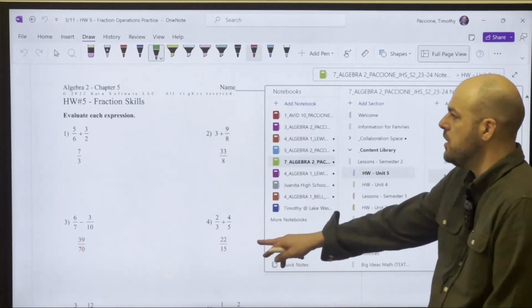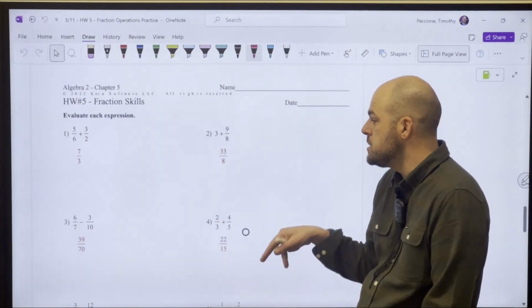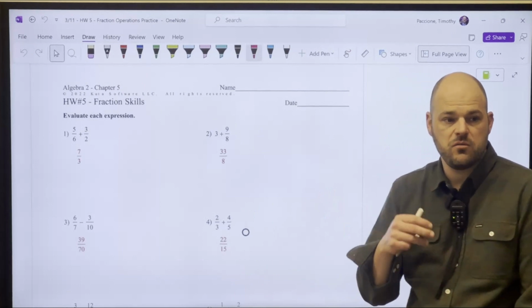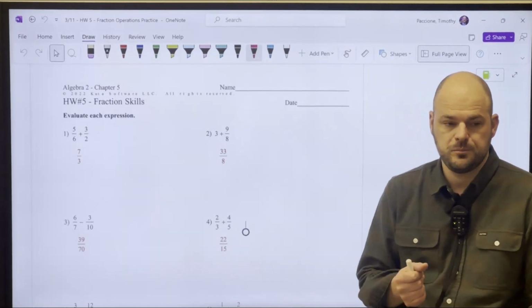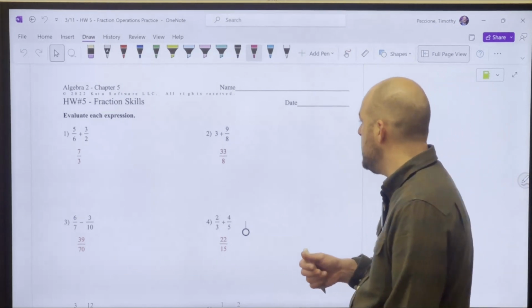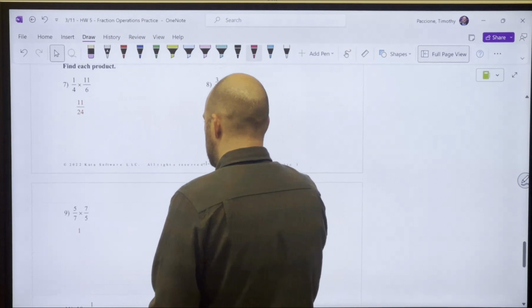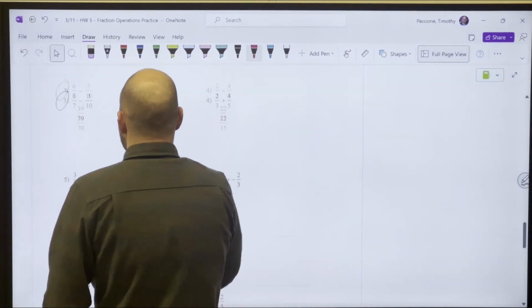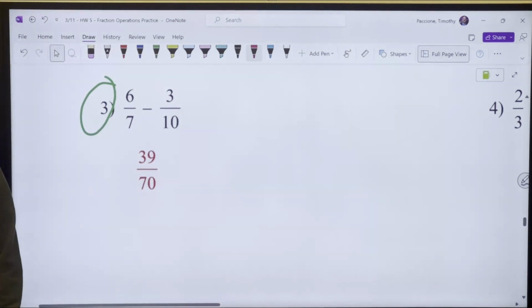Anybody need to go over any of the fraction ones? I mean, adding fractions, subtracting fractions, multiplying fractions, or simplifying. Number 3 and number 9. Okay, so number 3, we don't have common denominators, right?